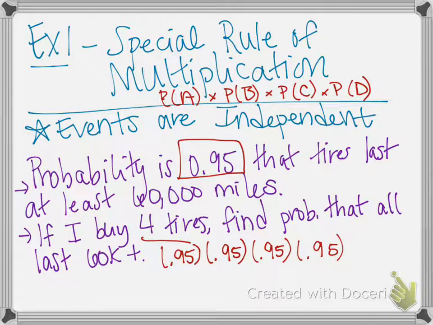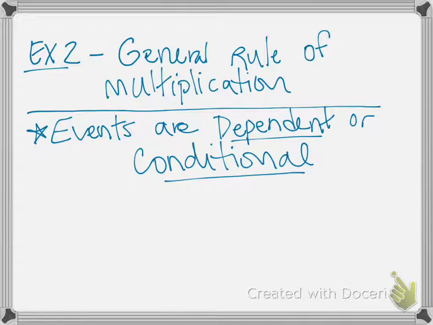When I multiply all of these out, then we get a probability of 0.8145 that all 4 of the tires that I have purchased are going to make it at least 60,000 miles. And so again, when events are independent of each other, we use the special rule of multiplication. So for my second example, I'm going to use something where we have to use what's called the general rule of multiplication, because this time my events do depend on each other.